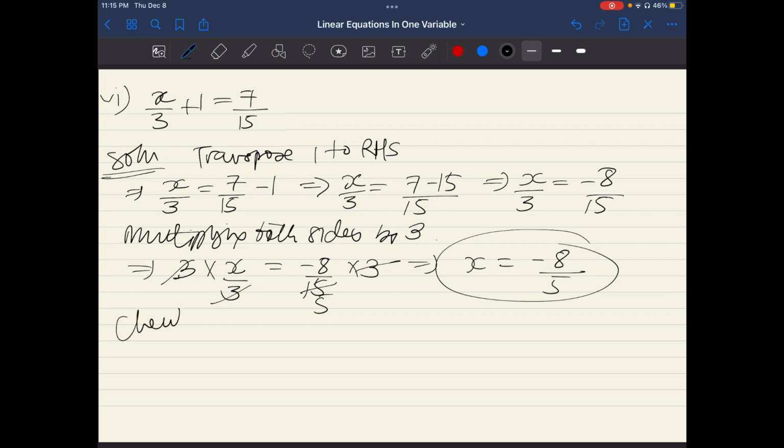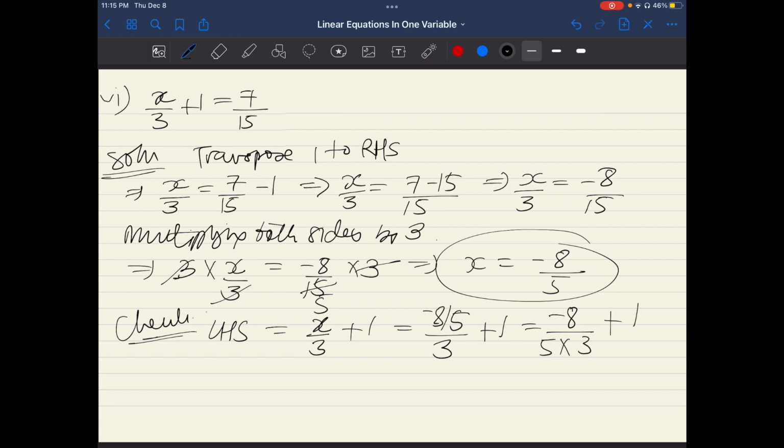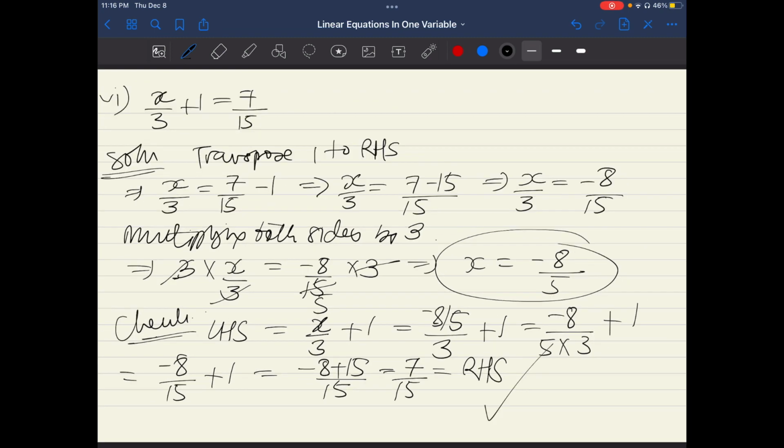And now to check the solution, LHS equals x over 3 plus 1, which is minus 8 over 5 over 3 plus 1, which is minus 8 over 5 times 3 plus 1, which equals minus 8 over 15 plus 1, which equals minus 8 plus 15 over 15, which is equal to 7 over 15, which is equal to the RHS. Henceforth, our solution is absolutely correct.